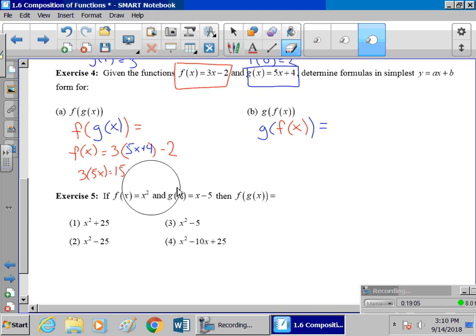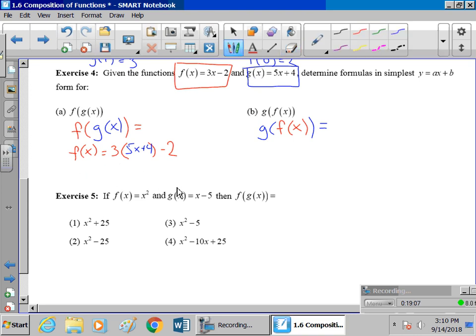And then 3 times 4, here we go. So we have 15x plus 12 minus 2. Combine like terms, and our final answer is 15x plus 10.